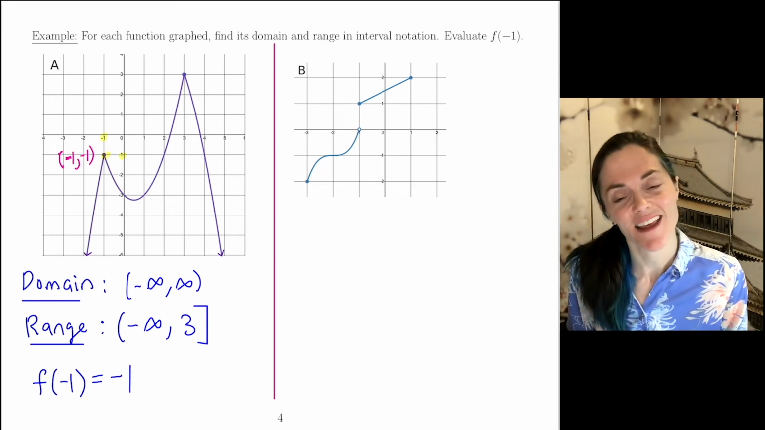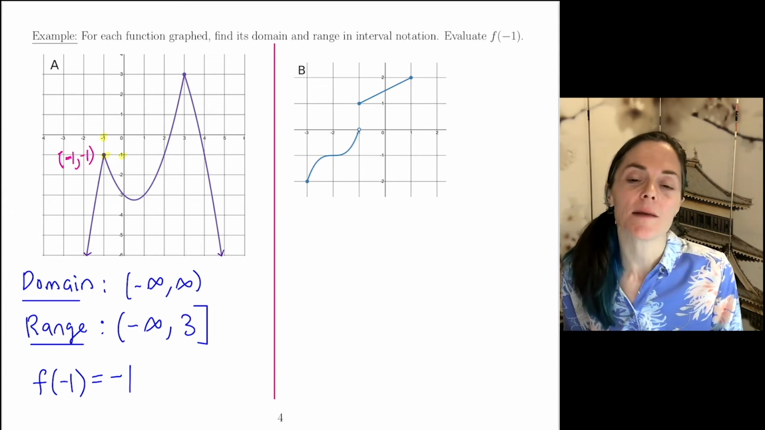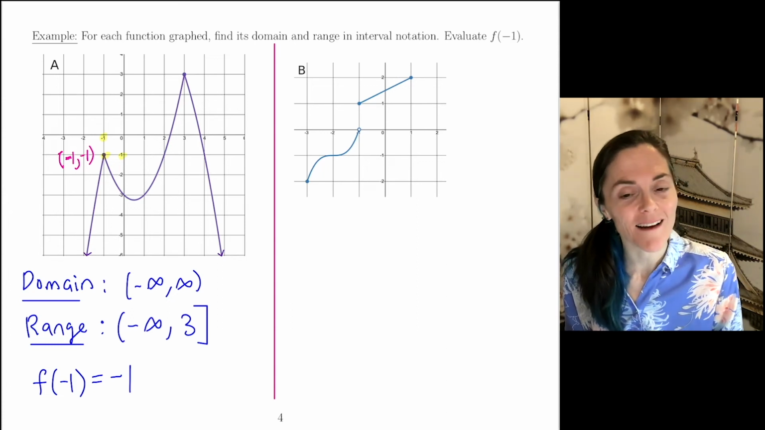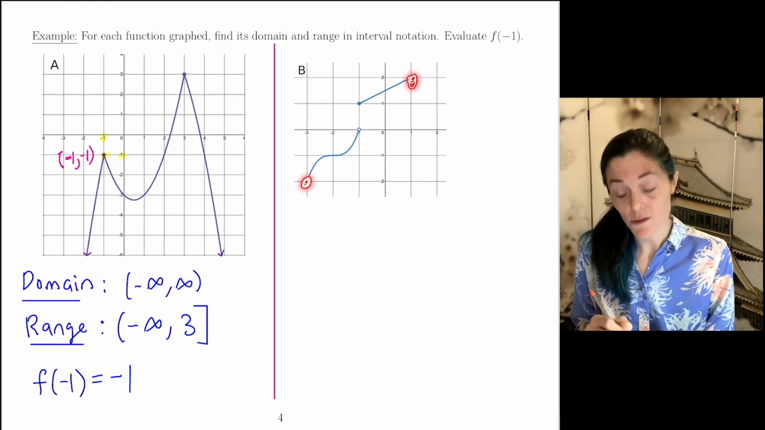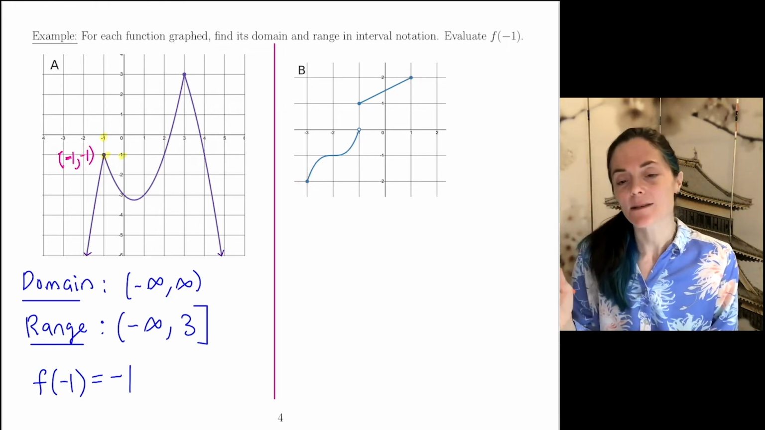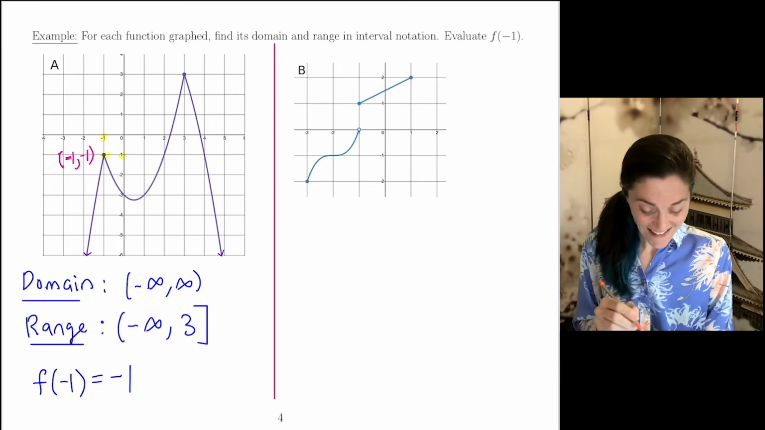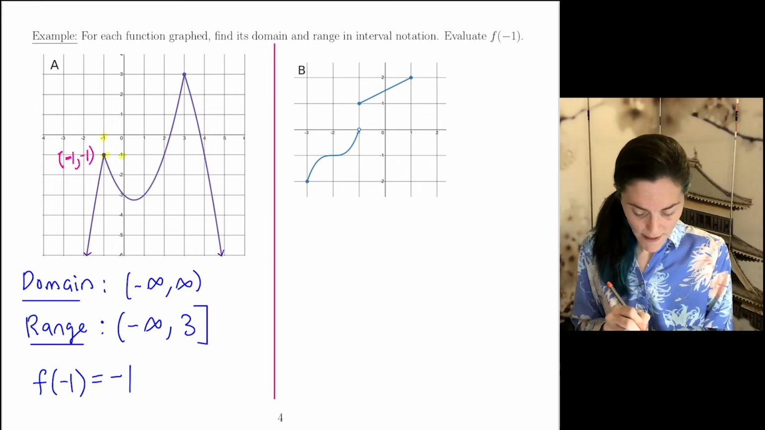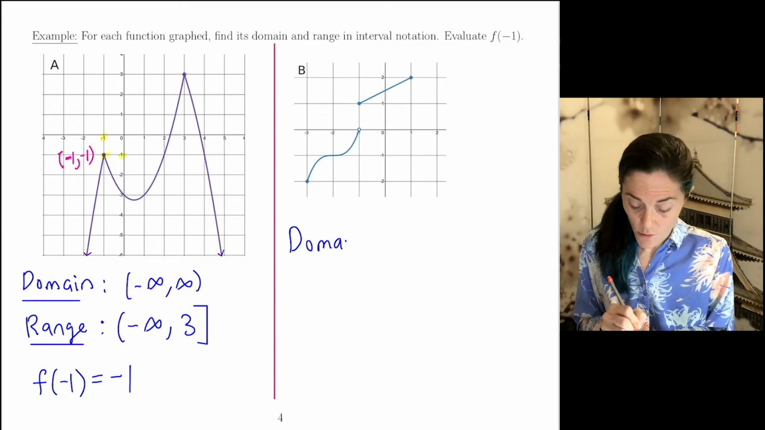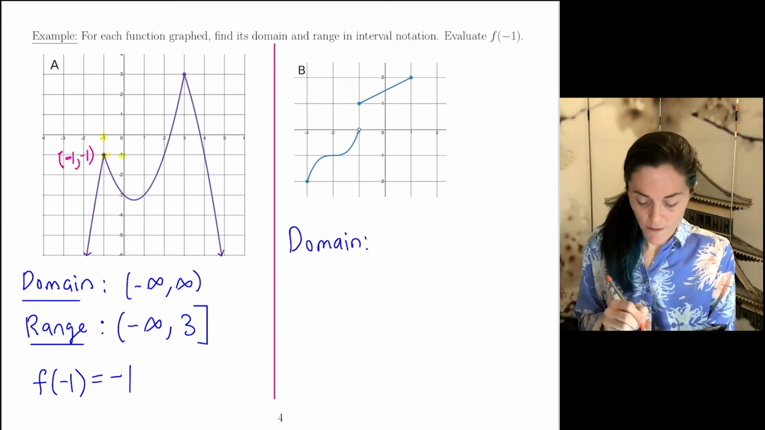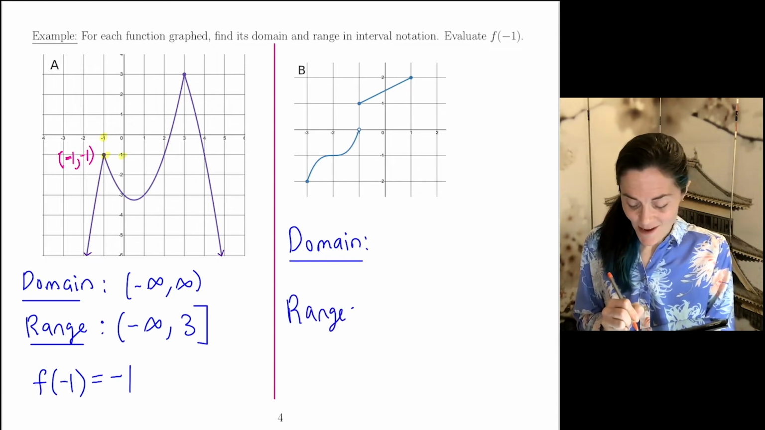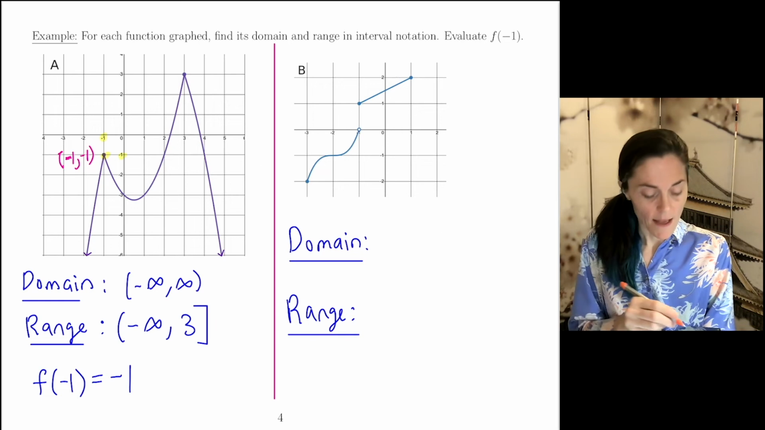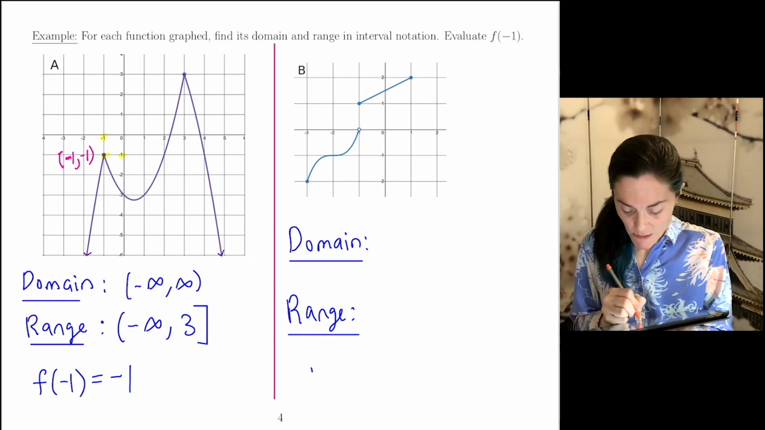This is the end of letter A. Now we move into B. This function does not have domain all real numbers. You see, this is a closed dot, and so it doesn't continue. So this will be also a fun exercise, and a good one for us. We will figure out the domain, we will figure out the range, and we will also evaluate f of -1, just as we did in the last example.